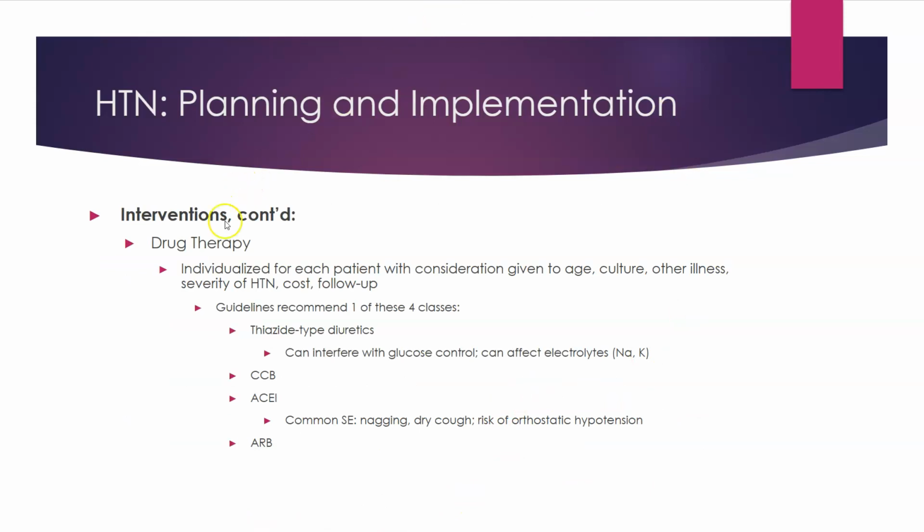Other interventions, so drug therapy. What we can actually use are diuretics, trying to decrease the amount of fluid that you have in the vasculature. Realize that this could have electrolyte imbalances as it could shift sodium and potassium, as that's often what our diuretics do, and that can impact some glucose control. You can use calcium channel blockers, you can use your ACE inhibitors, or you can use your ARBs as well. So all those are looking at reducing your blood pressure.